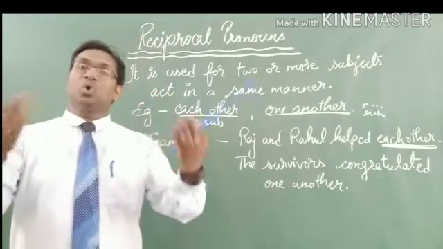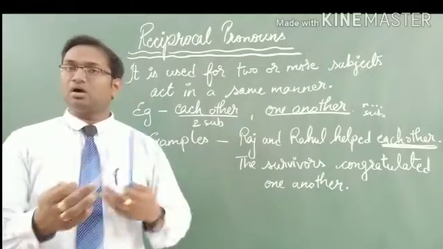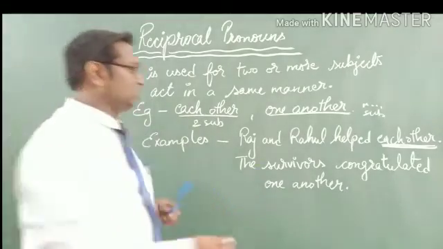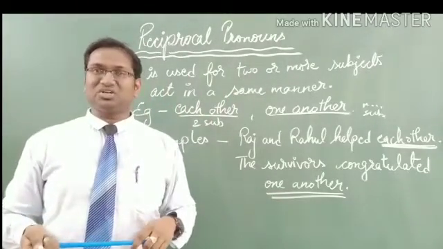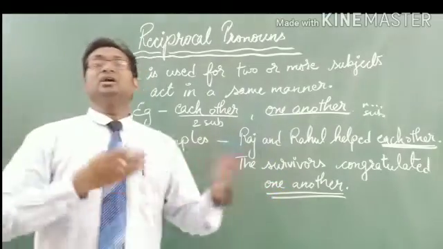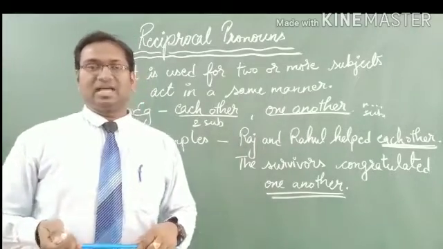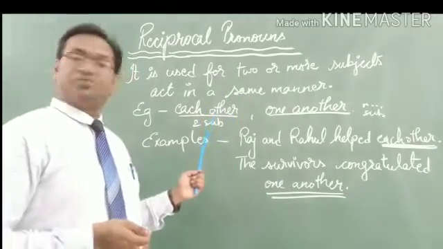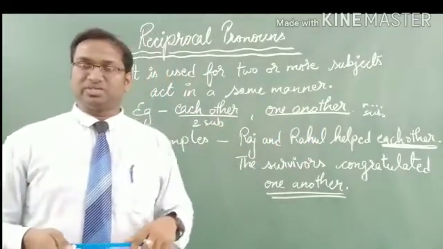Now there are more than two survivors. And now what are they doing? They are congratulating each other. If they are more than two, then we are going to use one another, not each other. So one another means there are more than two subjects and they all are congratulating among themselves. That is why we have used one another. So each other is used for two subjects, one another is used for more than two subjects.